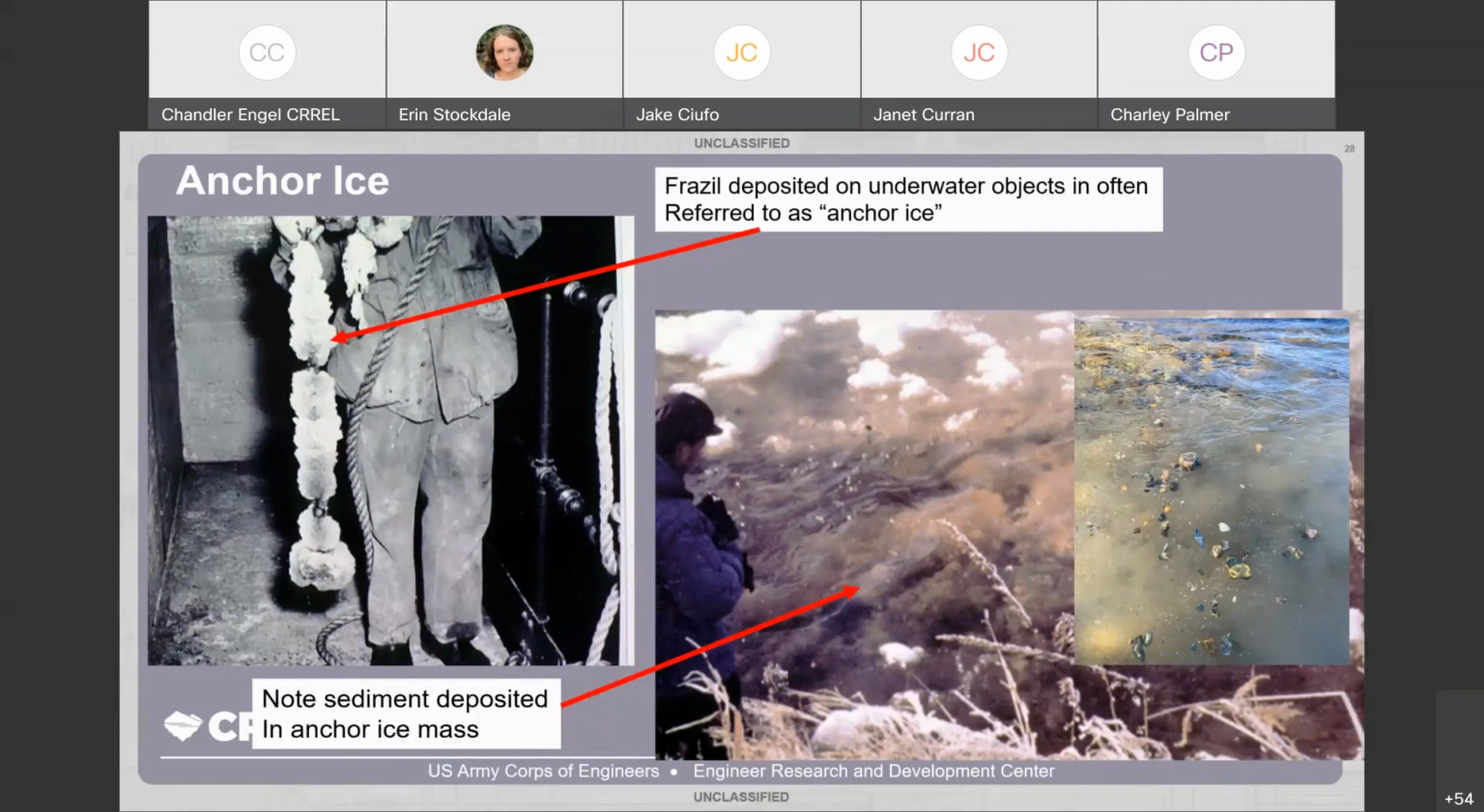An interesting aspect of anchor ice is that it can actually play a role in sediment transport. Here on the right are a couple pictures showing embedded and transported gravels that were moved when anchor ice formed around them, and then something changed. The anchor ice released, became buoyant, and then moved downstream and carried this gravelly substrate with it. So that's just kind of an interesting process.